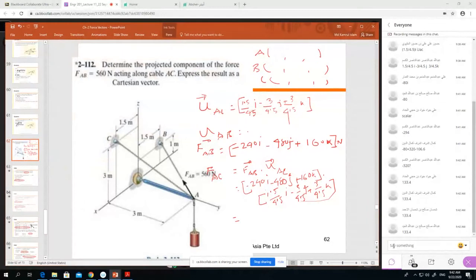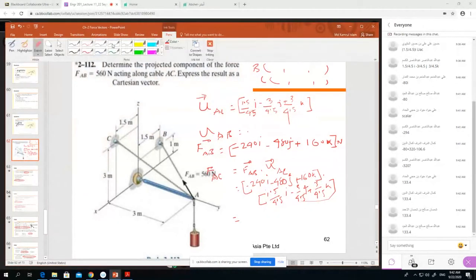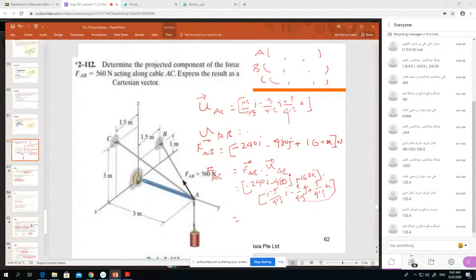Look what you have to do. Why is the result different? I don't know. Look what you have to do: i multiplied with i will be 1, right? So minus 240 into 1.5 divided by 4.5. So this is 1, right? Because i dot j will be 0 and i dot k will be 0. So we consider only i and i. Here minus, and here also j, so minus times minus.